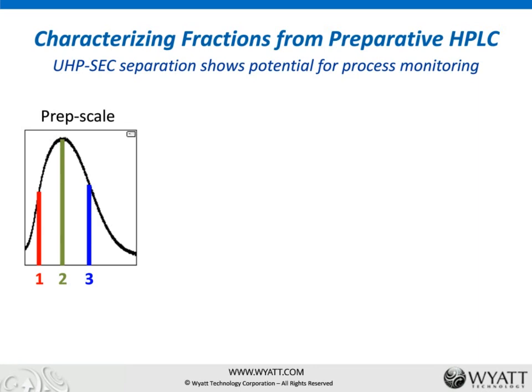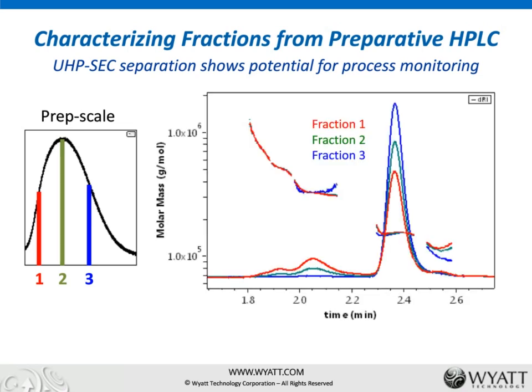Let's take a look at the example here. We took 3 fractions of a large-scale separation, and then used the UHP-SEC to analyze those fractions. Instead of 15 minutes, we were able to do it within 3-4 minutes. And the addition of the microDAWN can help us identify the aggregates, the fragments, and possibly impurities.